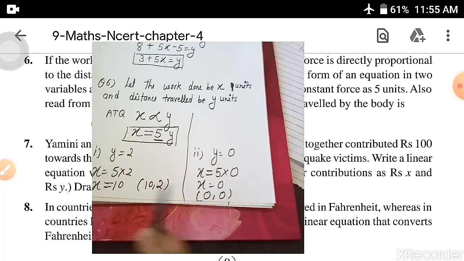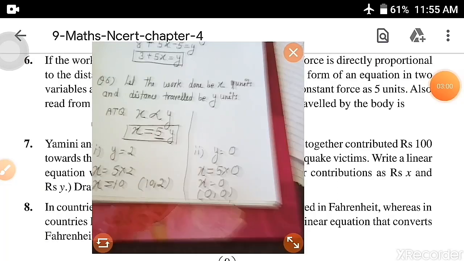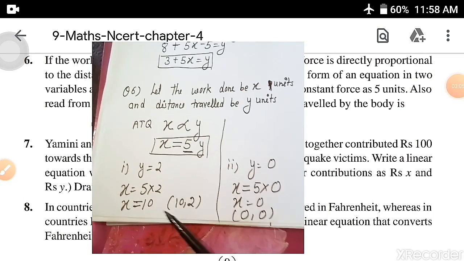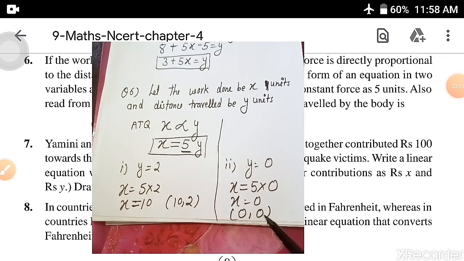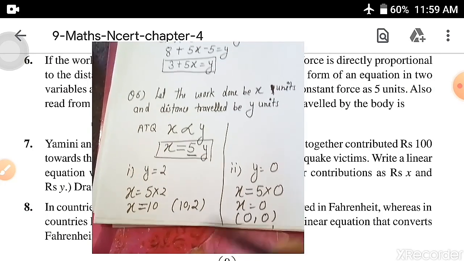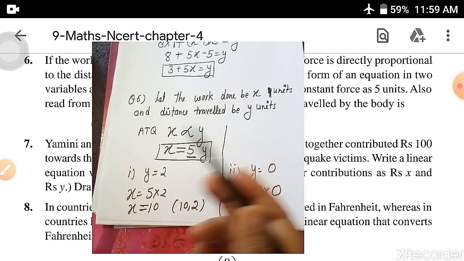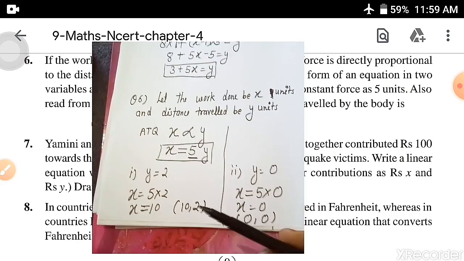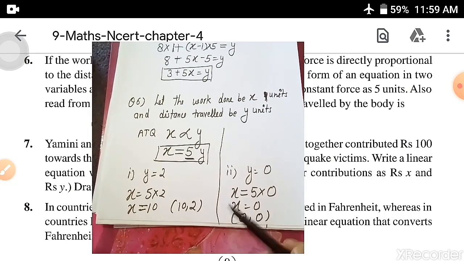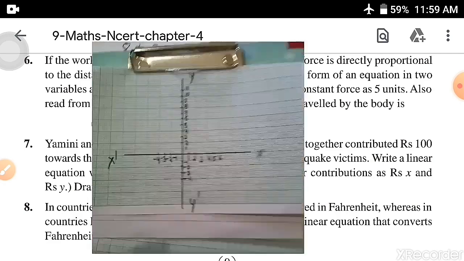Now you have 2 points, and according to these 2 points you can draw the graph. I will show you how. We have 2 points, 10 comma 2 and 0 comma 0. According to these 2 points only you can draw the graph. Otherwise you can take some more points also. You can put some more values of x or y and find out different values of the coordinates, and according to this you can draw the graph. Otherwise you can draw the graph with the help of these 2 points only. I have prepared a graph for you. You can see this one.